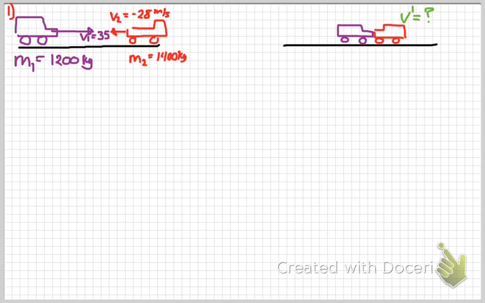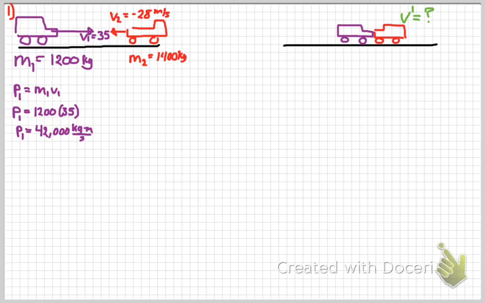Again, you're told they stick together, so that means that you're dealing with an inelastic collision. You're asked at the end of the problem to figure out the velocity of the two cars after they collide. Well, since they're stuck together, they're going to have the same velocity. Step 1 is to figure out what the total momentum of the system is. To do that, we're just going to find the momentum of each object individually and add them up.